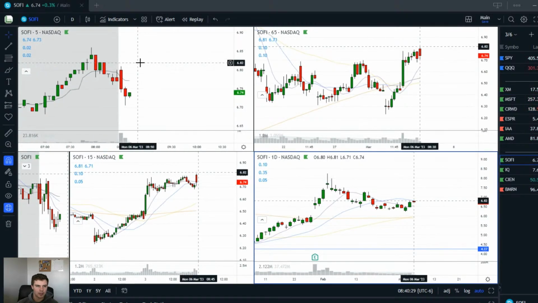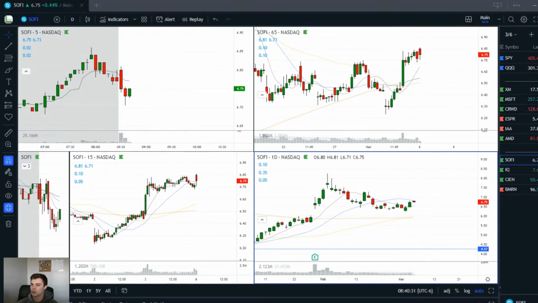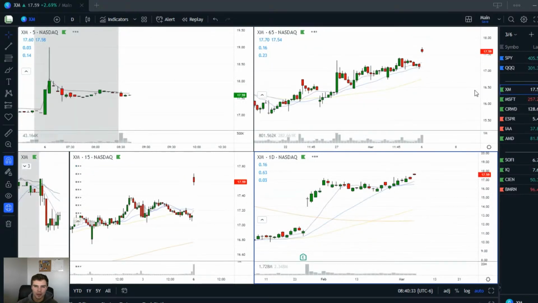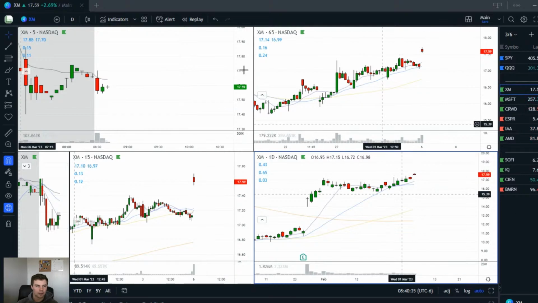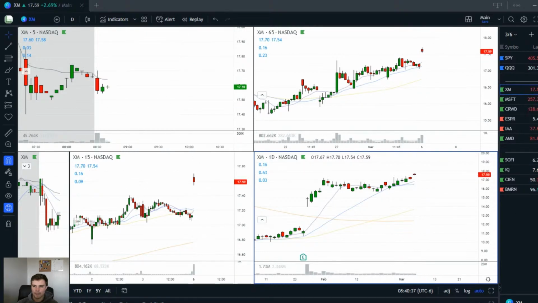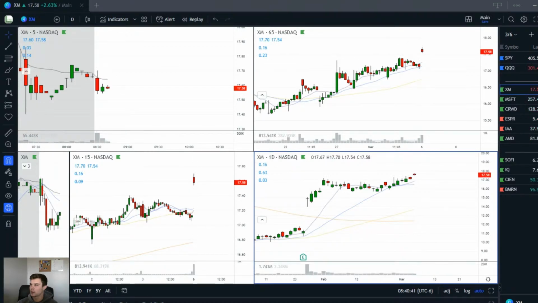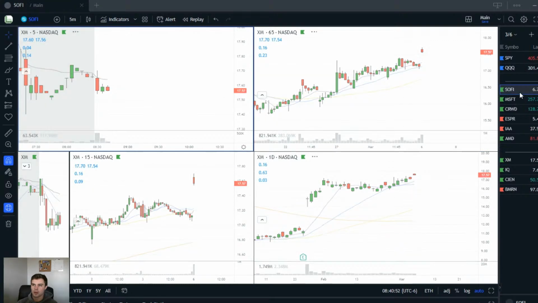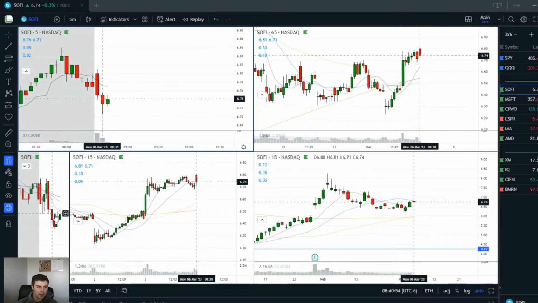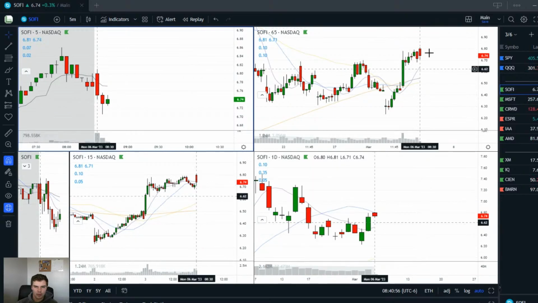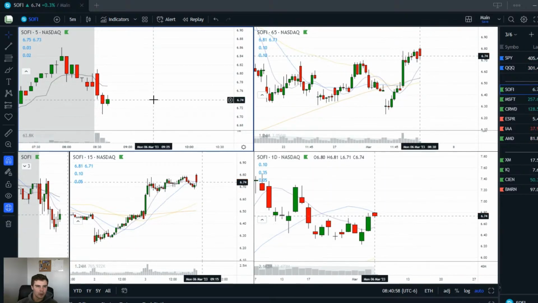You can watch SoFi still for a pullback as well. So I'm gonna put SoFi up here. XN, this thing just kind of sloppy. Yeah, so I'm gonna watch SoFi. All right, so we got SoFi up there, pulling back at support. Keep an eye on this thing.